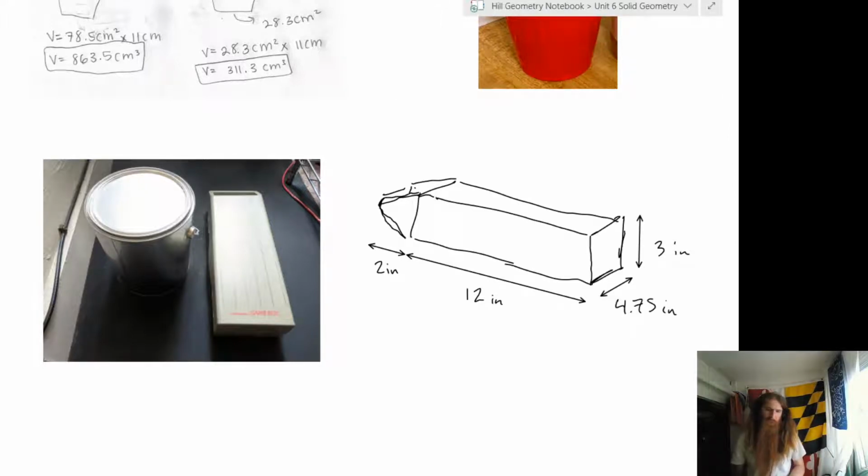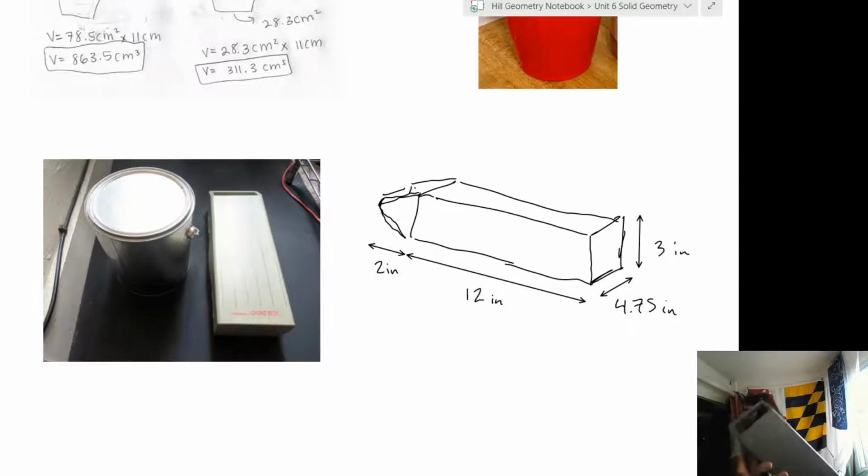Alright, so there's my diagram. I've taken all the measurements of the case. You can see it's about 3 inches tall, 4.75 inches wide, 12 inches in the other direction, and then there's an extra 2 inches for that carrying handle. I don't know how well you can see it in the picture, but here's the handle.